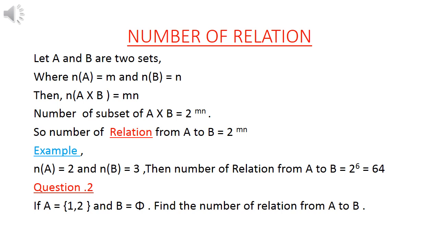Now this is a question for you. If the elements of A are 1, 2 and B is a null set, then find the number of relations from A to B. The answer is 1, because the number of elements in A is 2 and the number of elements in B is equal to 0. So the number of elements in A cross B is equal to 0. The number of relations is 2 to the power 0, which is equal to 1.